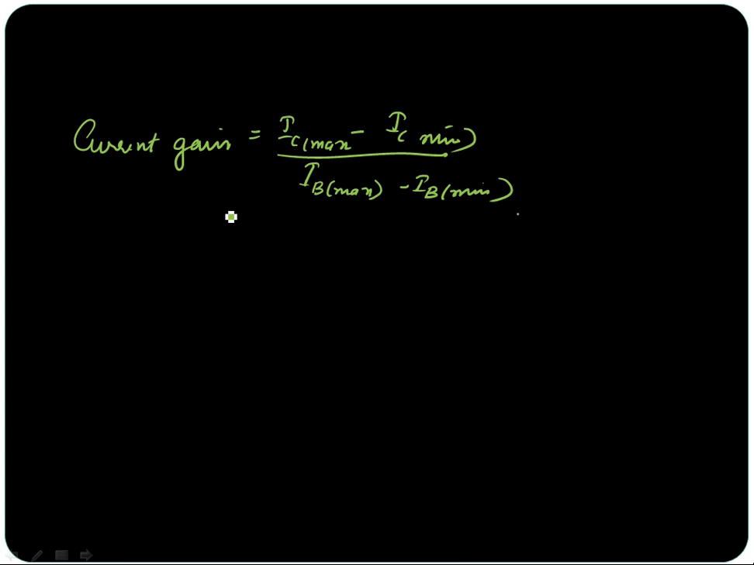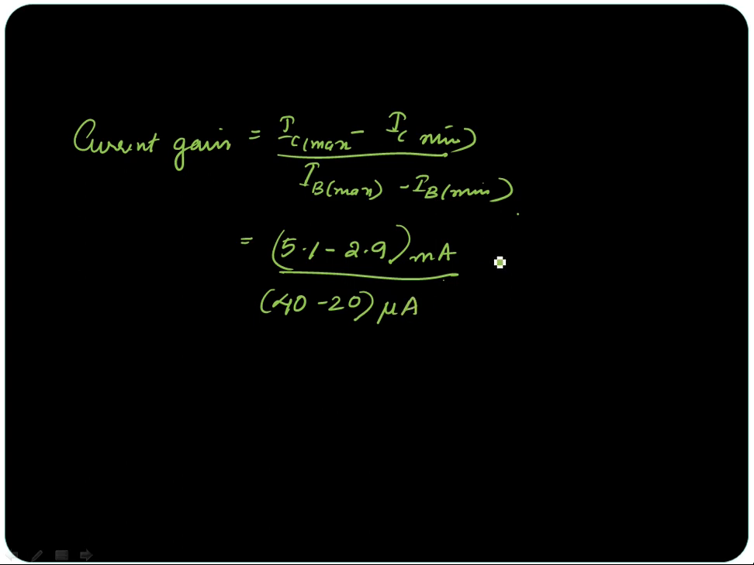Isn't it? So what is the variation? IC is varying between 5.1 and 2.9. Delta IC milliampere, and that is divided by 40 minus 20 microampere. This is delta IC by delta IB. So you get it as 110.